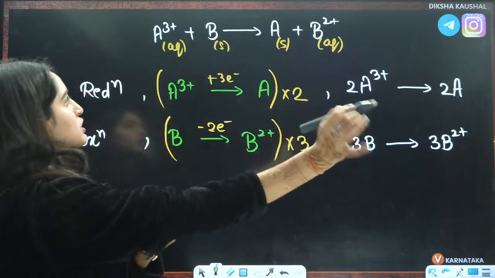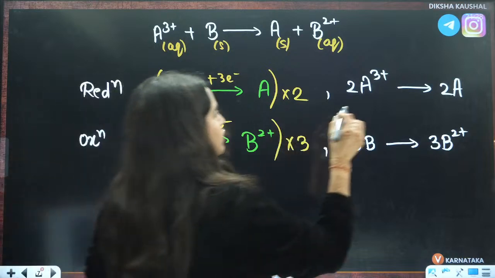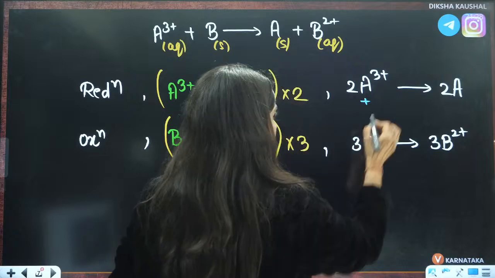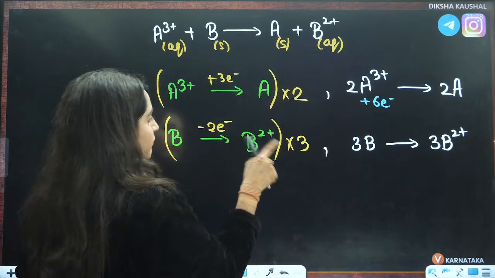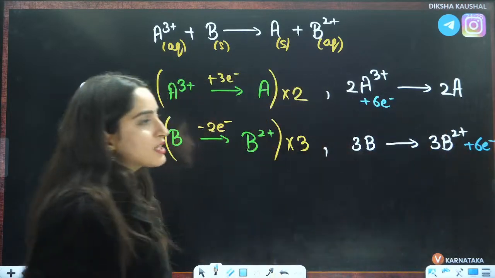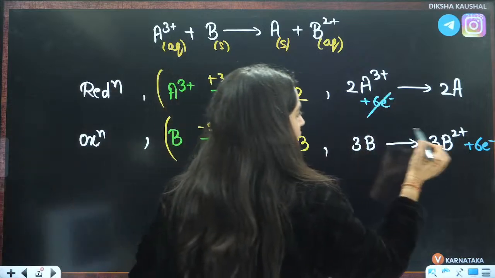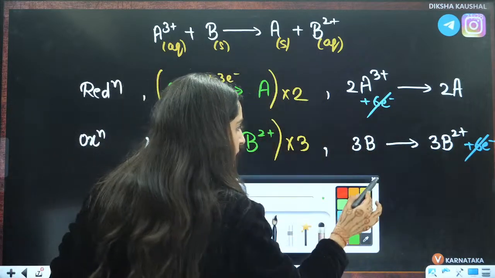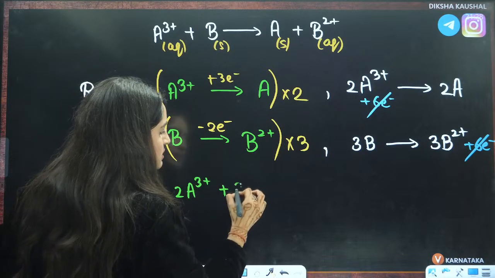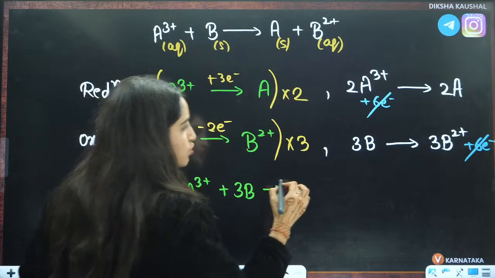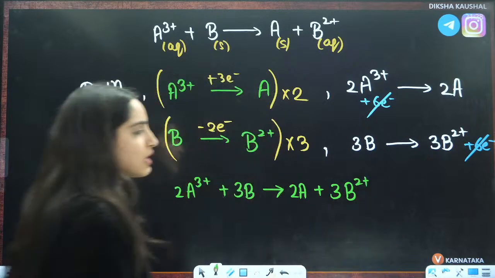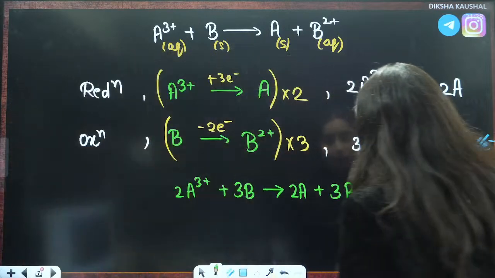So here the overall equation will not be this. The overall equation will be, because here it is gaining 2 electrons and here 3 electrons, it will become 6. Because we have multiplied this by 2 and this by 3, it will become 6 here. So when we add these two equations, the 6 electrons cancel out, and in the end it will become 2A3 positive plus 3B gives 2A plus 3B2 positive. So this will become the overall equation.